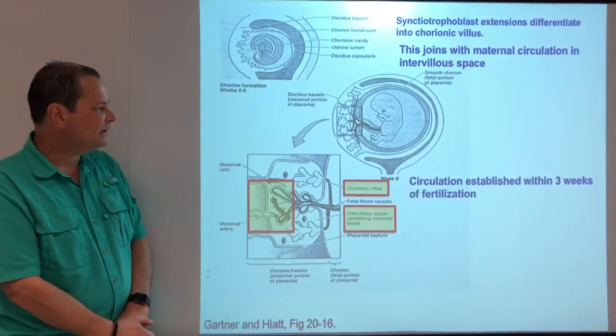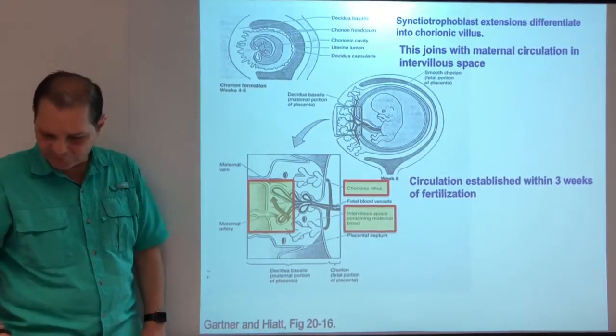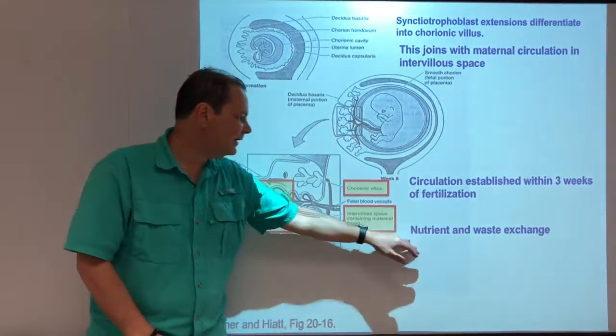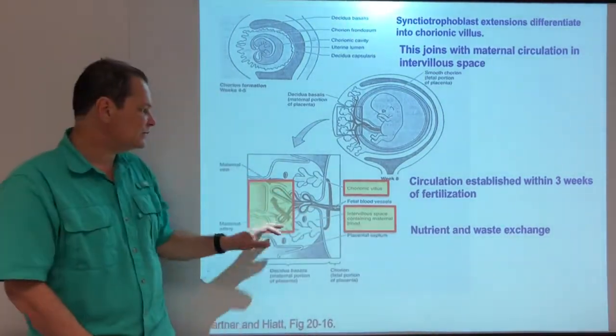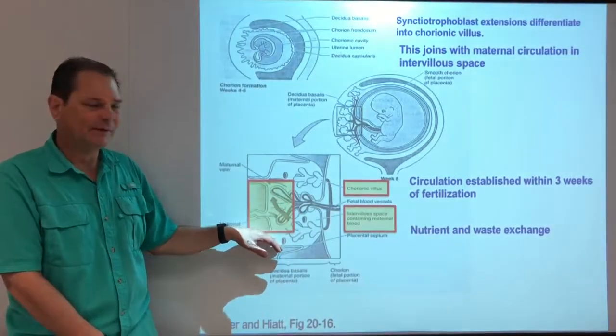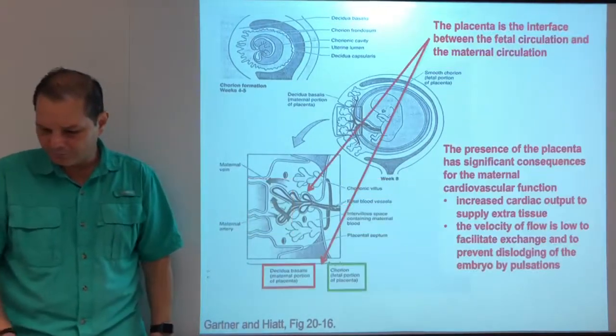The circulation between the two is established within 3 weeks of fertilization. And as we'll see in a moment, you are mediating nutrient and waste exchange, nutrients going into the fetus, waste like urea and carbon dioxide and so forth going out, okay, into the mother.